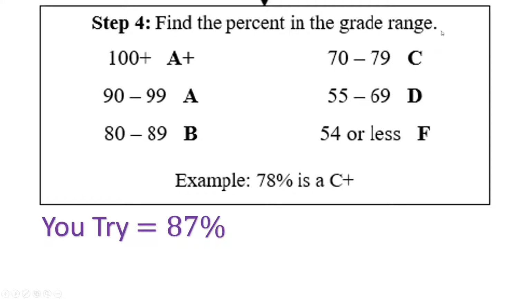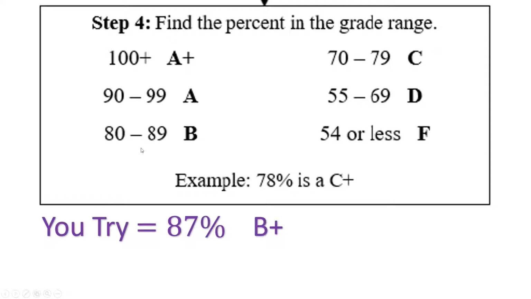So to find the grade, for example, 78%, that is in the range here between 70 and 79, and it's closer to 79, so therefore it's a C+. What would 87% be as a grade?